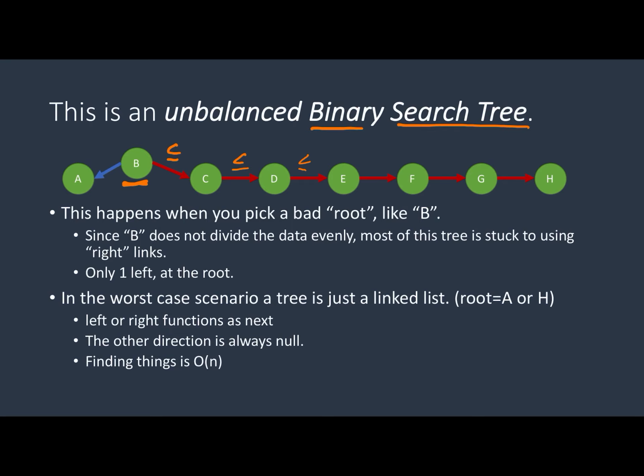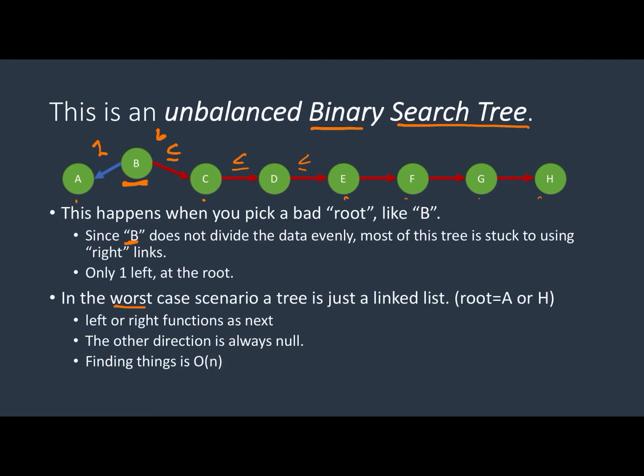To the right of B are 1, 2, 3, 4, 5, 6 things. To the left of B is one thing, right? 1 versus 6. That's very heavy, right? Its right hand is much heavier than its left hand. And so this is what happens when you pick a bad root, and also you don't bother to pick good roots in the subtrees as you go down. Since B does not divide the data evenly, we're kind of messed up right from the get-go. We could do better than this with B as the root, but it's still pretty bad.